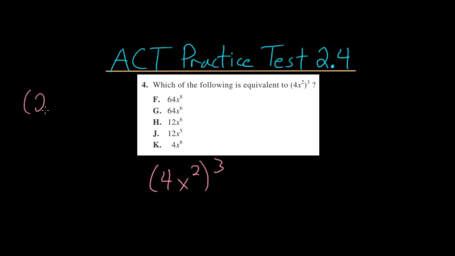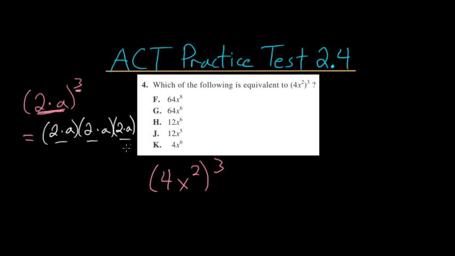Let's say we have 2 times a, and we're raising this to the third power. So what this means is that this entire expression here, this 2 times a, is multiplied by itself 3 times. So this is equal to 2 times a times 2 times a times 2 times a. So you have this 2 times a, or 2a, multiplied 3 times since it's raised to the third power.